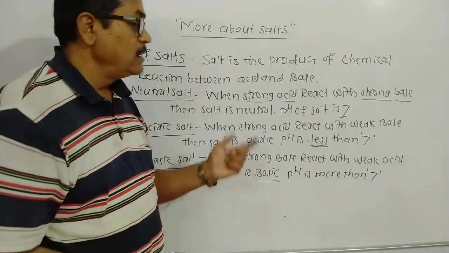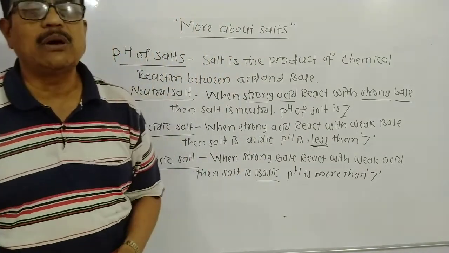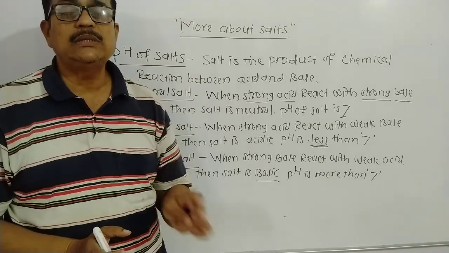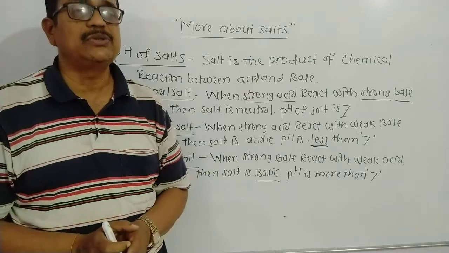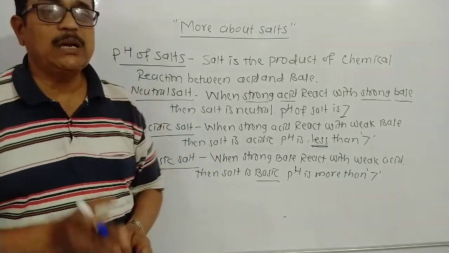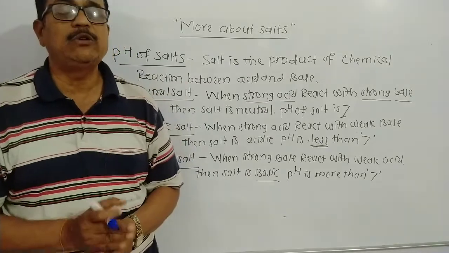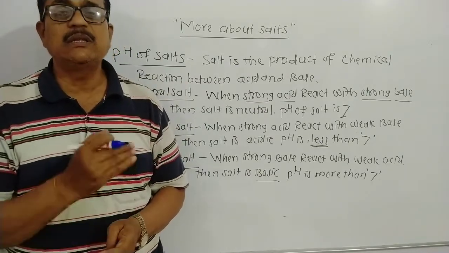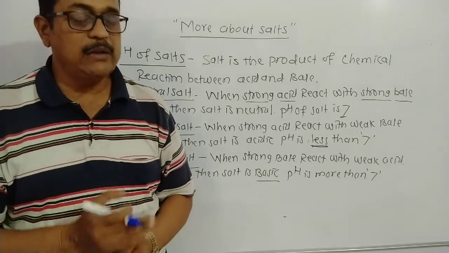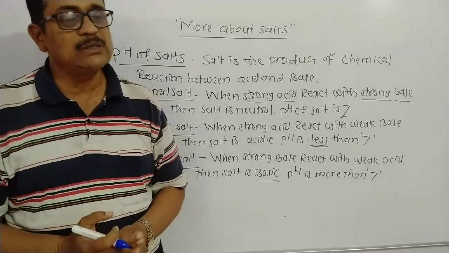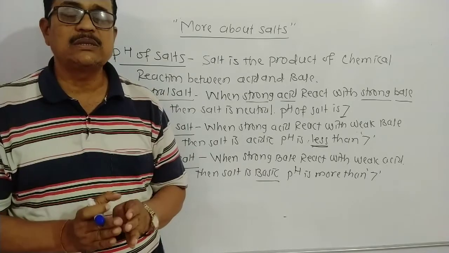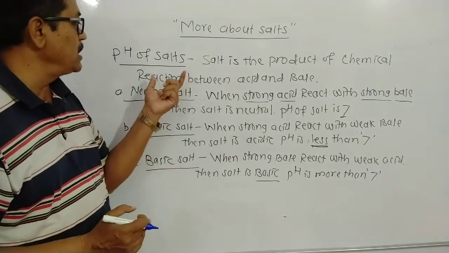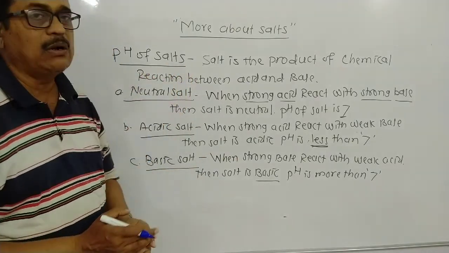In this way we indicate the pH of salt, and the nature of the salt totally depends upon which acid and base react with each other. If the pH of salt is 7, it is said to be a neutral salt. If the pH is less than 7, it is said to be an acidic salt. And if the pH of salt is more than 7, it is said to be a basic salt.